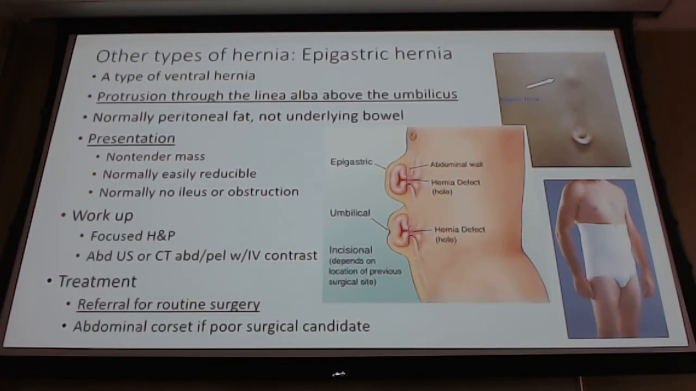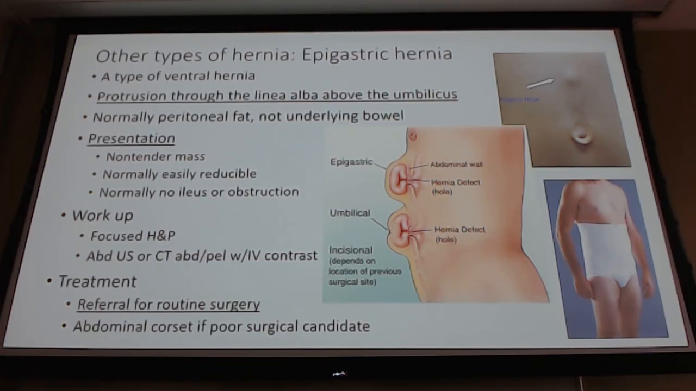This is a type of ventral hernia. It is a protrusion through the linea alba above the umbilicus. Normally we do not see bowel. Normally it is just peritoneal fat or omentum. Normally it is non-tender and easily reducible. Because there's no bowel involved, you're not going to have an ileus or ischemic bowel. That fat can become necrotic and cause issues.